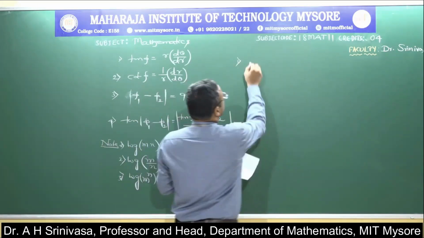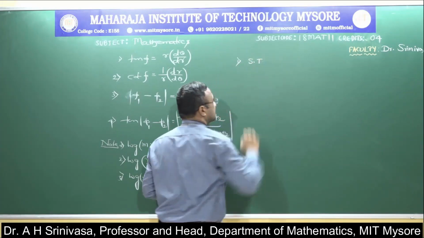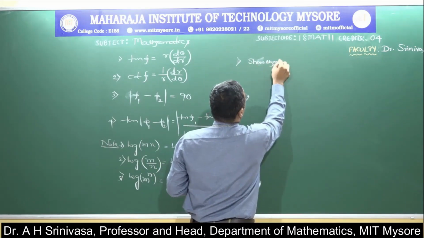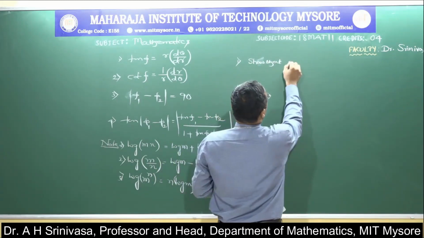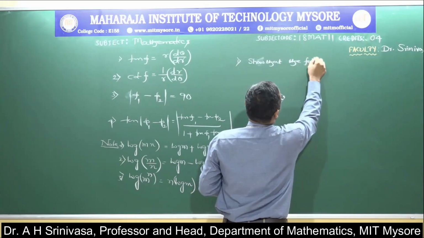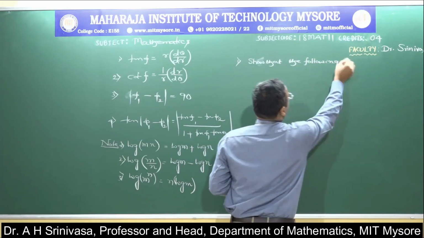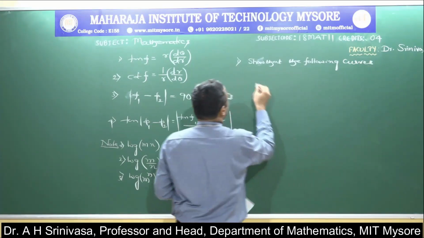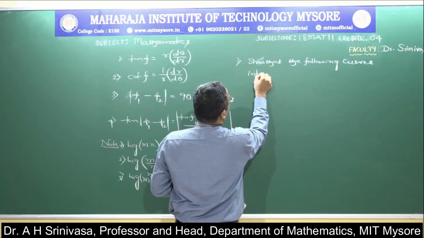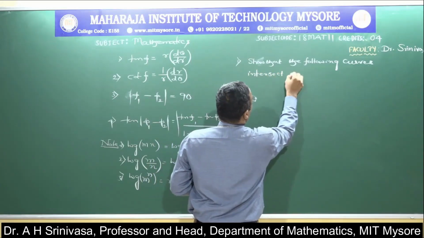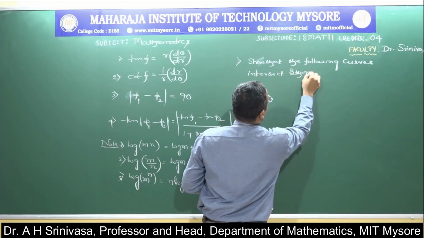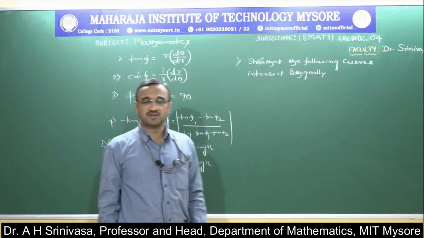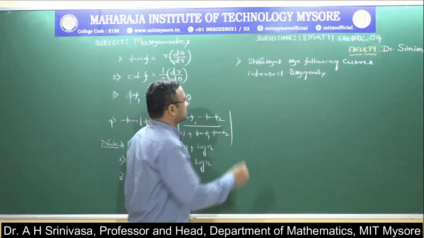Show that, or simply you can also write down, show that the following curves intersect orthogonally. They ask like that. So I am going to take a first problem now.